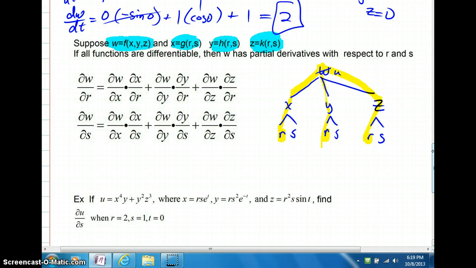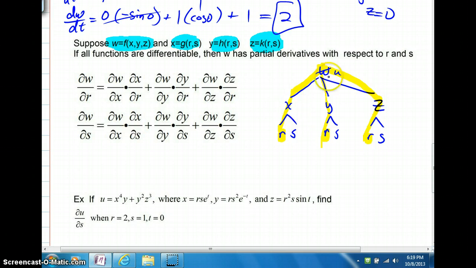Whereas in the past problems, we would have all of our variables x, y, and z dependent on perhaps just one variable, maybe just t. We're seeing that this can definitely complicate matters. We can have many variables as independent variables. You can see r and s are independent variables, x, y, and z are intermediate variables.